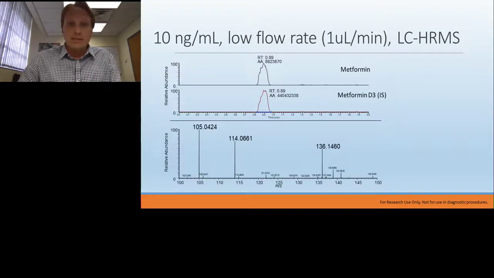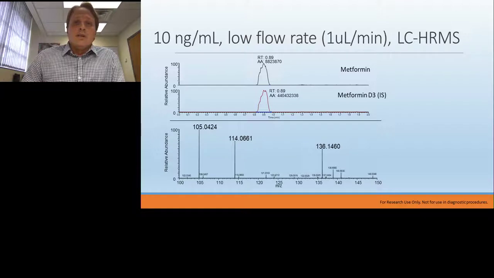And this is that translated example running at 1 microliter per minute. This is 10 nanograms per mil metformin, separated in about a minute. In HILIC at low flow rate, you get a little bit less retention than you would at higher flow rates in a larger bore column, but it still enables us to measure this compound of interest. And you can see the product ion spectrum below, measured with mass accuracy of less than 5 parts per million, and getting product ion spectra that allows us to validate that this is the right compound of interest.